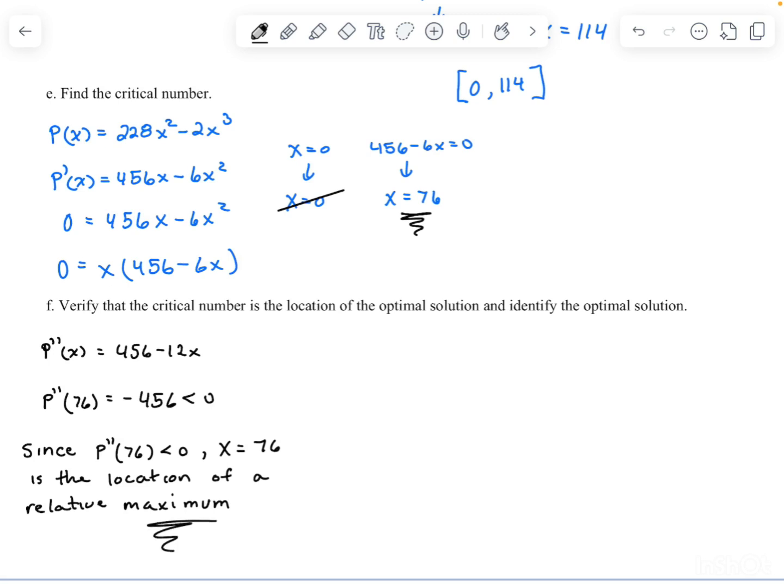So now that we know that x squared times y will be maximized when x is equal to 76, let's go ahead and find the value of y. We know that 2x plus y is equal to 228. We substitute 76 in for x and solve for y. We will get y is equal to 76.